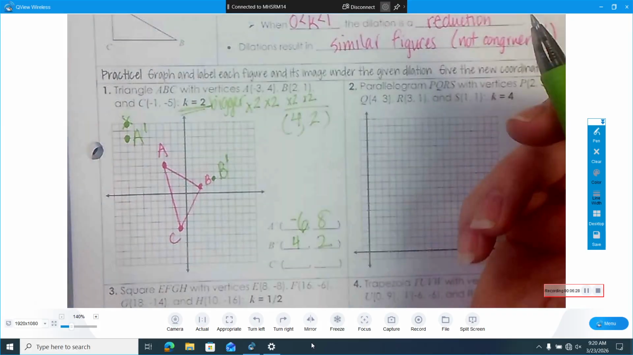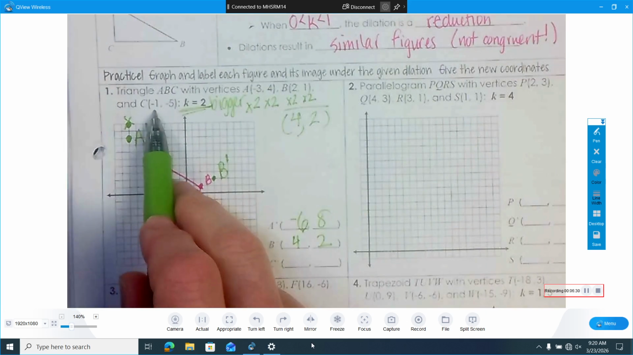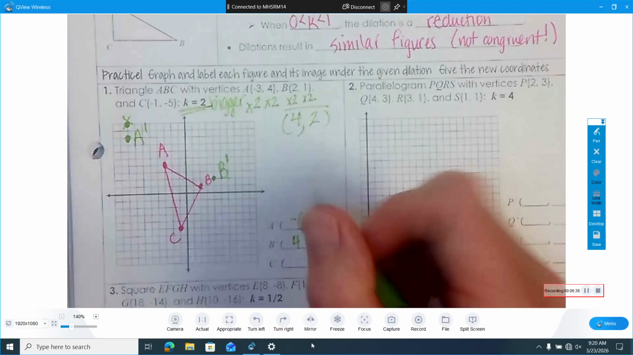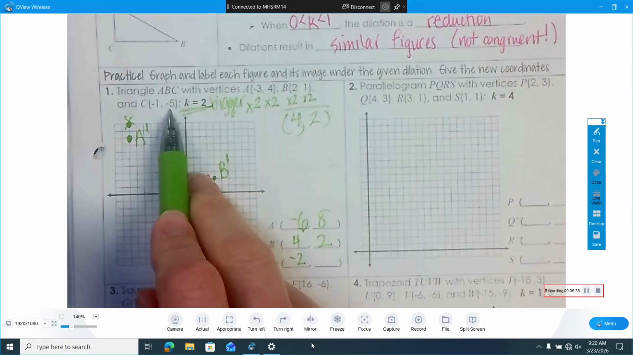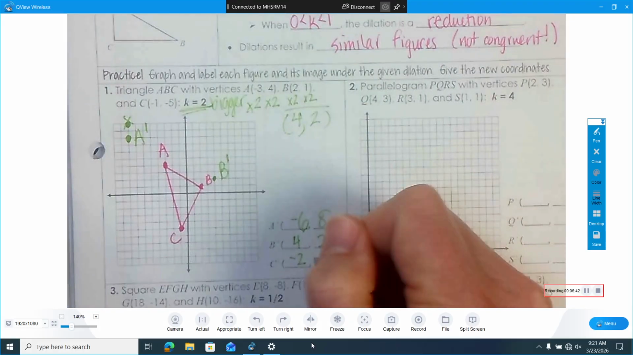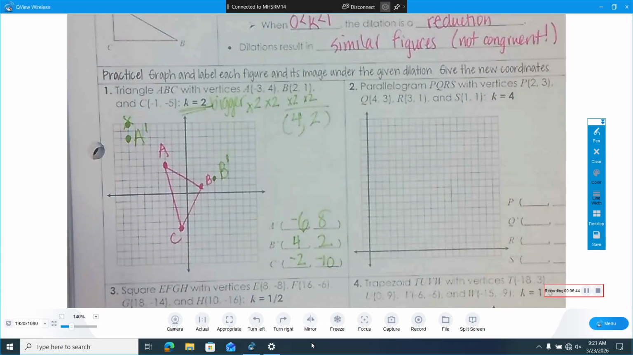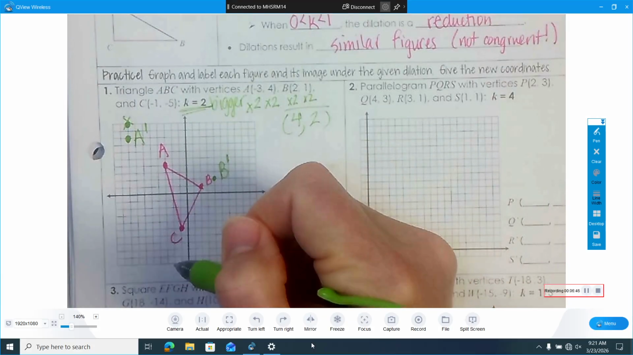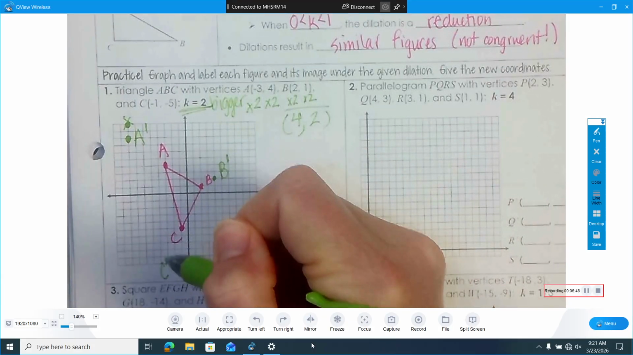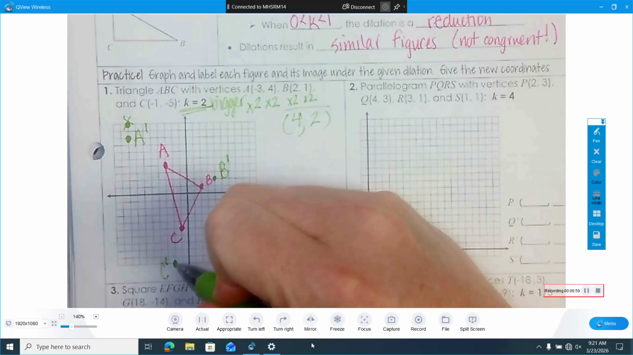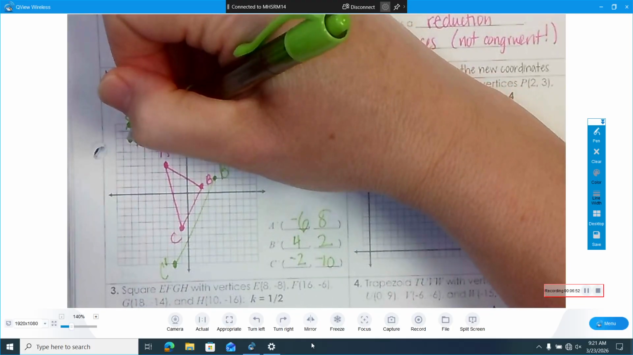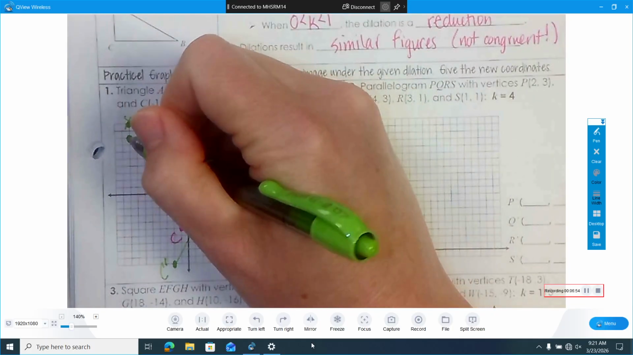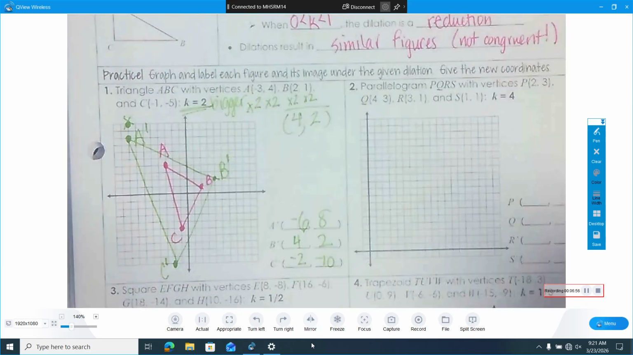And in point C, again, all we have to do is multiply the x by 2. What's negative 1 times 2? Negative 2. And then multiply the y by 2. What's negative 5 times 2? Negative 10. So then our point C is at negative 2, negative 10. That is C prime. And we can connect those ordered pairs to get a bigger triangle.